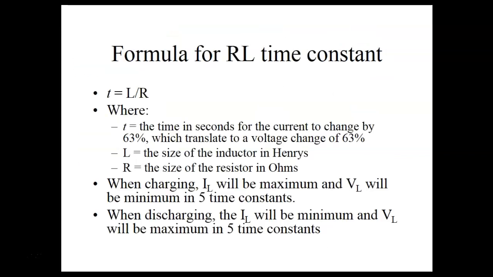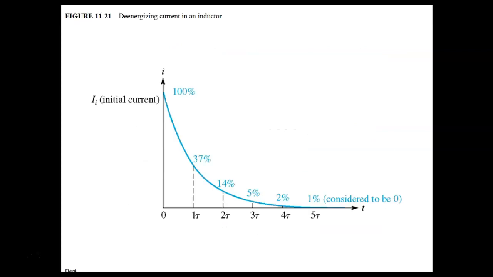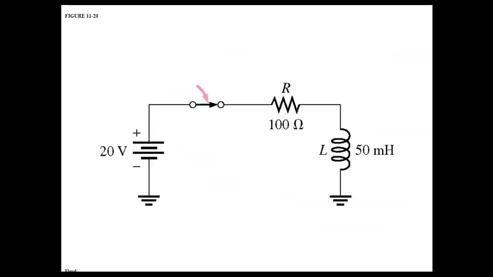So there's our time constant right there. L over R. And to fully charge, it takes what? 5. So how long would it take, once I close that switch, for this to fully charge? So time fully charged would be L, 50 milli over 100 ohms, or 100 times 5. 500 micro.